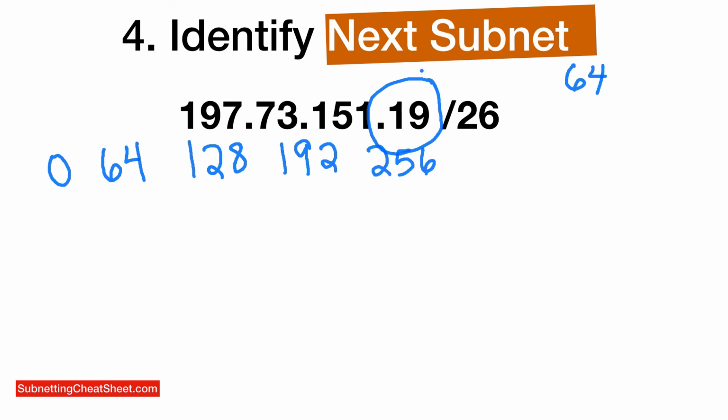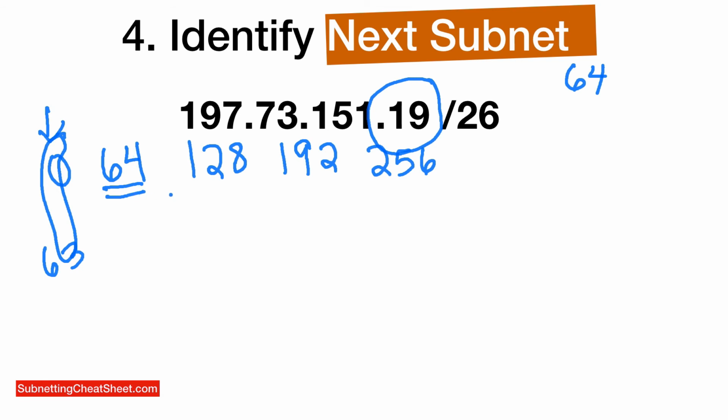All you have to do to identify the next subnet is to first find the group where your interesting octet lives. So it's 19. So 19 is going to be in this column. So the next subnet would be 64, because this one, you know, is going all the way up from 0 to 63. So this is the one where your interesting octet would be, and this is the row you use to calculate your answers. This is the next subnet.